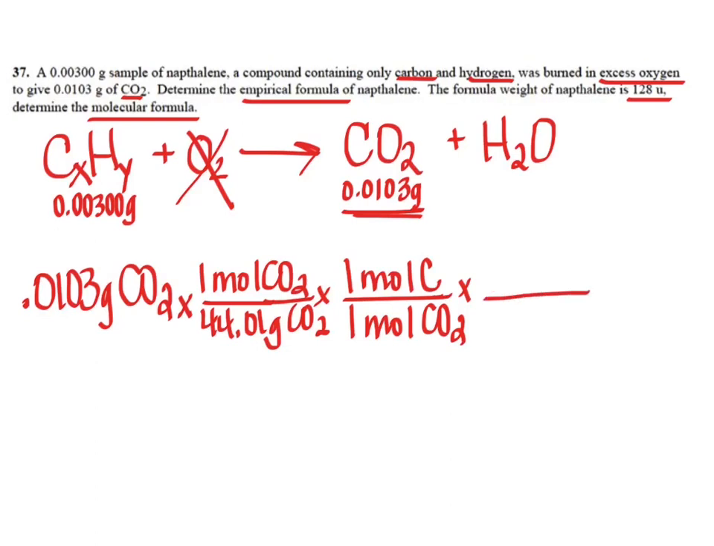And I need to get to grams of carbon because I want to know how much of that 0.0300 grams was carbon. So we need the molar mass of carbon. So in 1 mole of carbon, there is 12.01 grams. So do that math for me. Tell me, how many grams of carbon? 0.00281. 0.00281 grams of carbon.